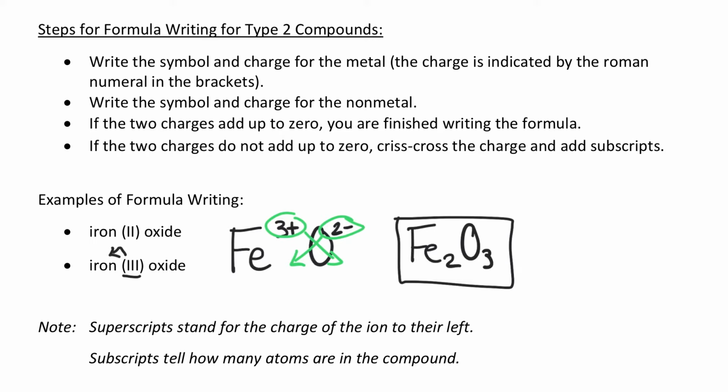Just remember a quick note that the superscripts stand for the charge on the ion to their left, and the subscripts, the thing at the bottom, tell how many atoms are in the compound. Let's check that up here. Fe2O3 means there are 2 iron atoms and 3 oxygen atoms in this compound.